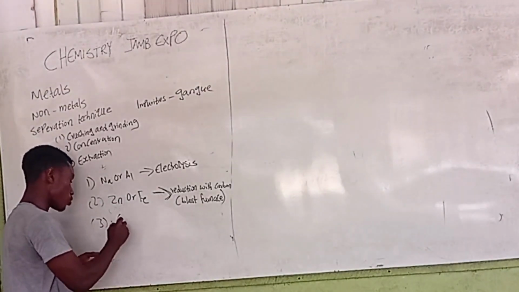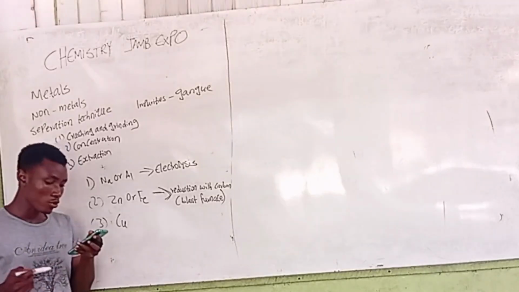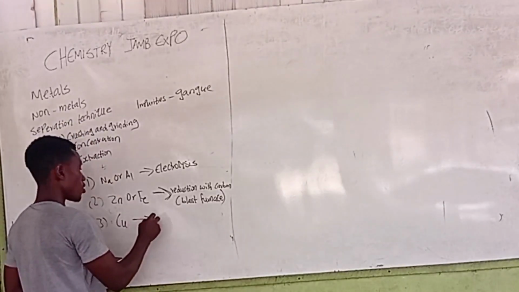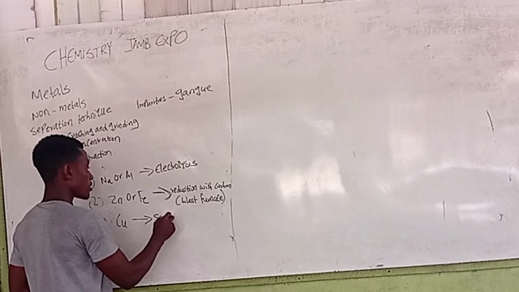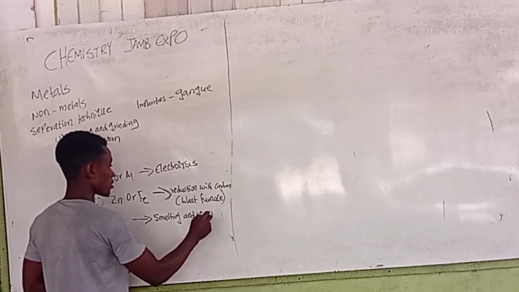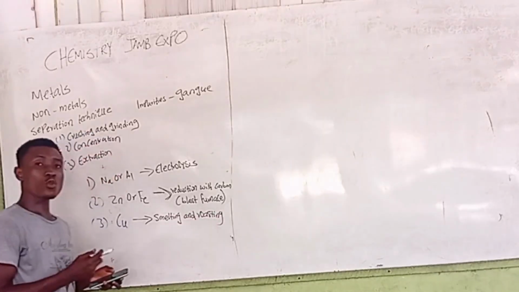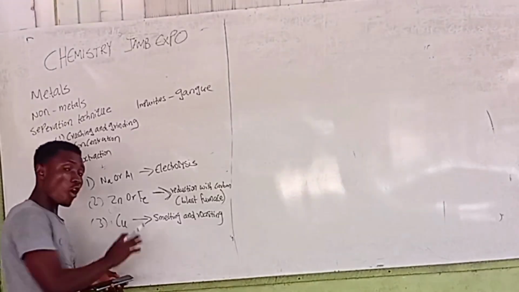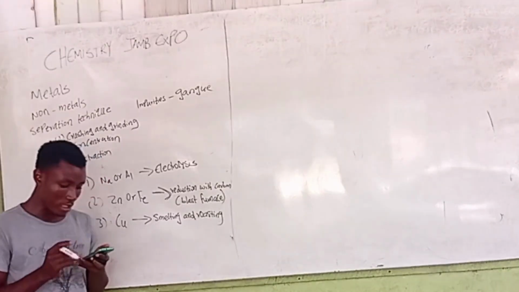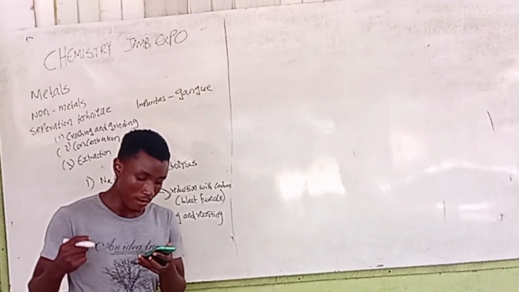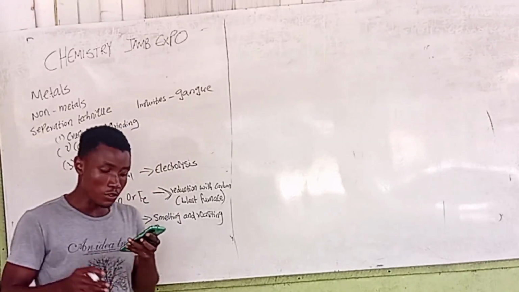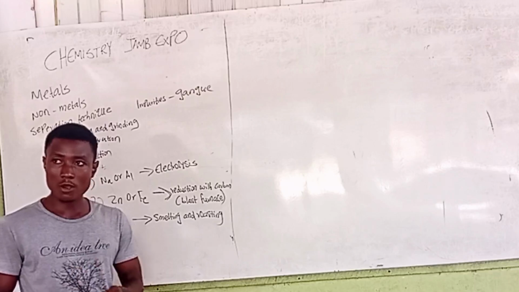Less reactive metals, like copper, are extracted by roasting and smelting. So this is how we are able to extract copper as a metal, through smelting and roasting. So, heating the ore to get the metal out, roasting and smelting is used to convert ore to oxide.